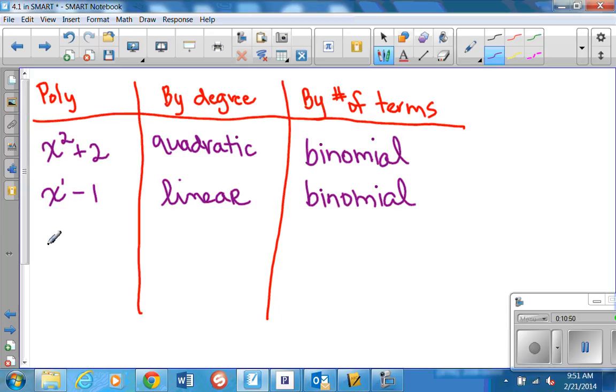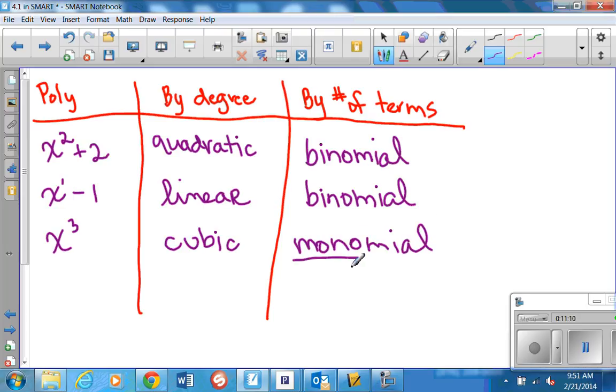Let's go with just plain old x cubed. By degree? Cubic. Very good. And by number of terms? Monomial. Mono meaning 1. Bi, of course, meaning 2.